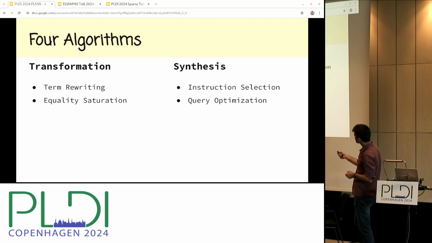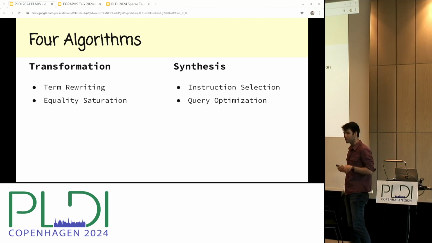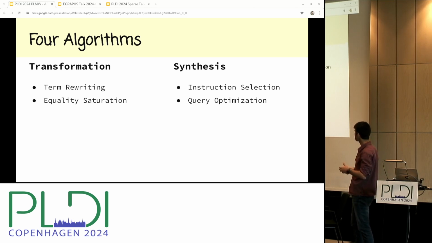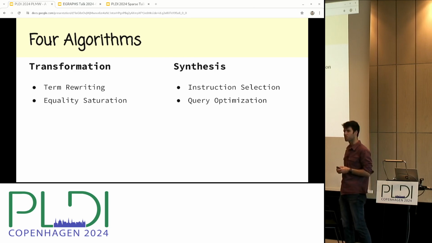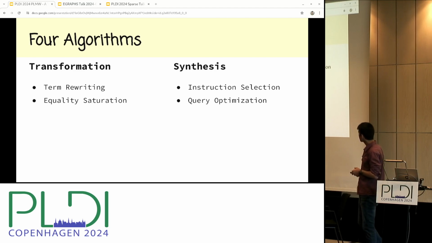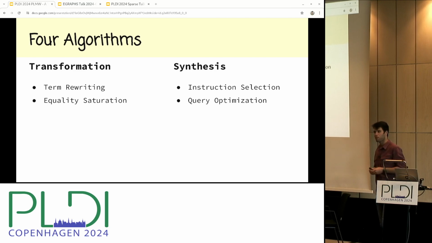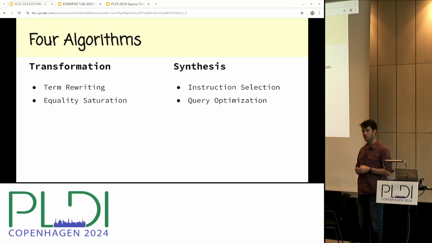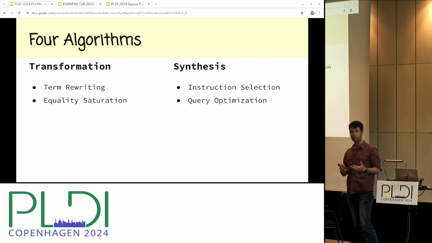And while I think that term rewriting fits solidly in the canonical transformation approach, and I think instruction selection, as we'll see, fits squarely into this synthesis school of thought, these other 2 algorithms, equality saturation and query optimization, have a little bit of flavor of both. And I think that's one of the big takeaways that I want you to take away from this talk, that this is not a strict dichotomy, and both the transformative approach and the more compositional approach can definitely work together.